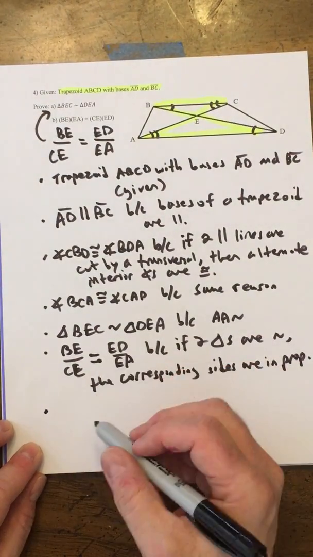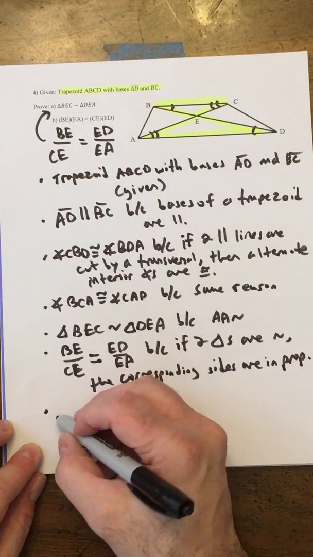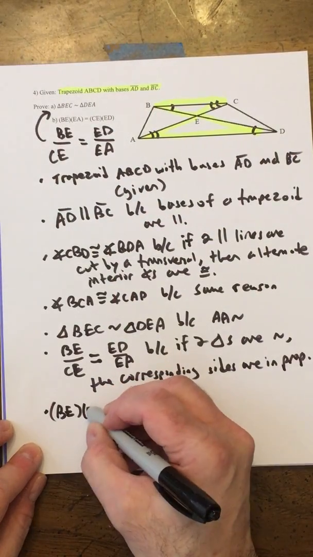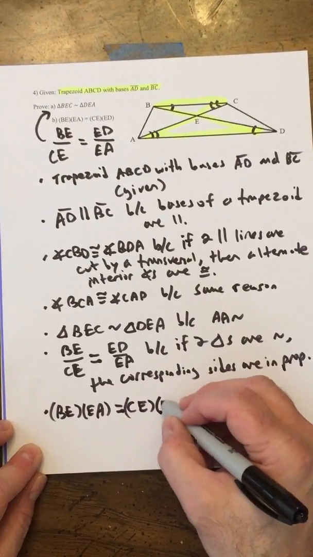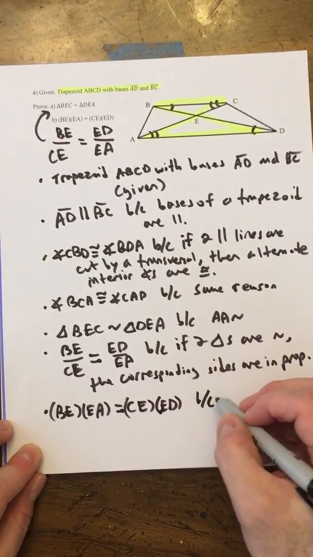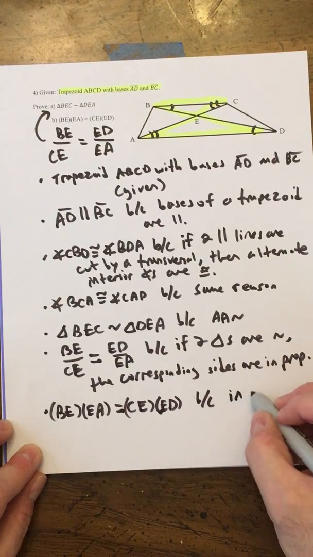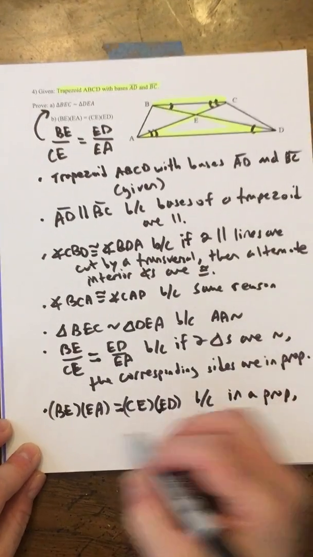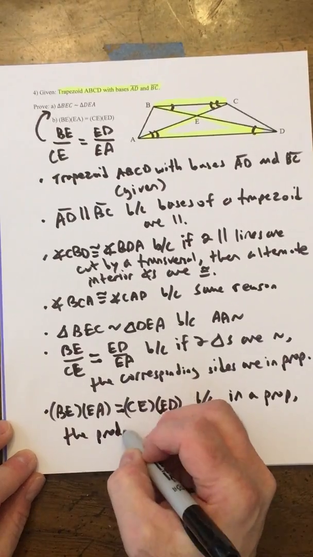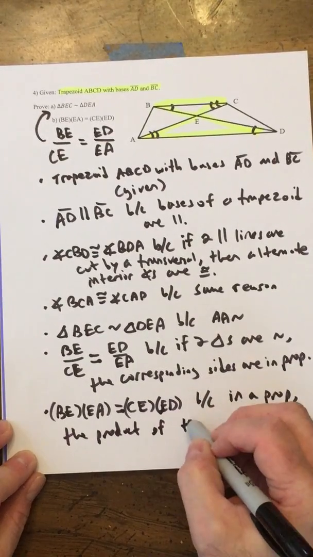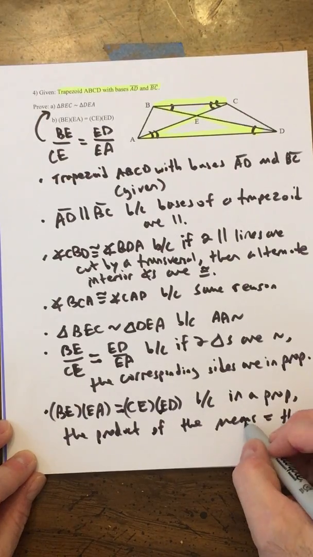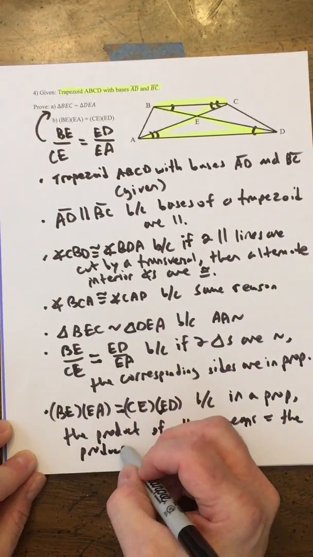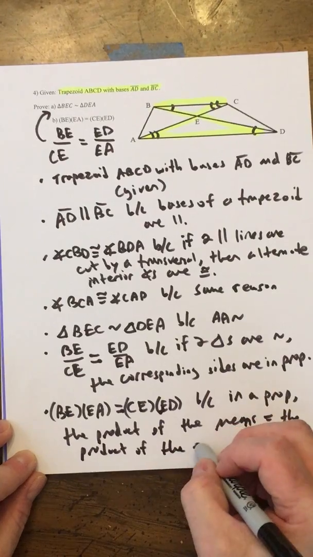And finally, you know how to finish this up. It's this last thing: BE times EA is equal to CE times ED. And we could say in a proportion, the product of the means equals the product of the extremes.